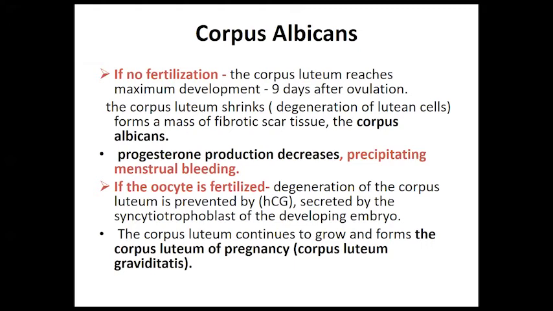Once the placenta is developed, the production of progesterone is taken over by the placenta. So the corpus luteum continues to grow and forms the corpus luteum of pregnancy. If no pregnancy occurs, it is going to be called the corpus luteum of menstruation. If pregnancy occurs, this corpus luteum is going to be called the corpus luteum of pregnancy. And if it degenerates, it is going to be called the corpus albicans.